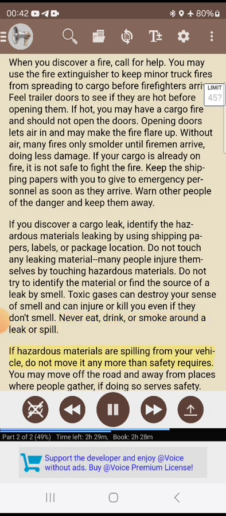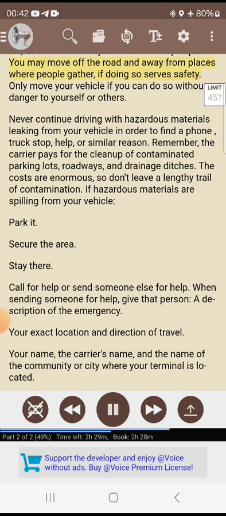If hazardous materials are spilling from your vehicle, do not move it any more than safety requires. You may move off the road and away from places where people gather, if doing so serves safety. Only move your vehicle if you can do so without danger to yourself or others. Never continue driving with hazardous materials leaking from your vehicle in order to find a phone, truck stop, help, or similar reason. Remember, the carrier pays for the cleanup of contaminated parking lots, roadways, and drainage ditches. The costs are enormous, so don't leave a lengthy trail of contamination.